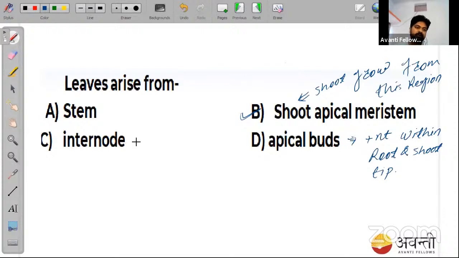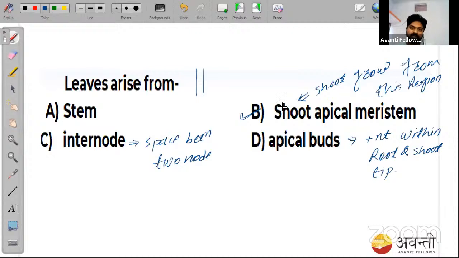Next is the internode. What is meant by internode? It is the space between two nodes. That is known as the internode. And the stem is nothing but the support system or axis present in the plant, that is known as the stem. But the correct answer here is the shoot apical meristem.